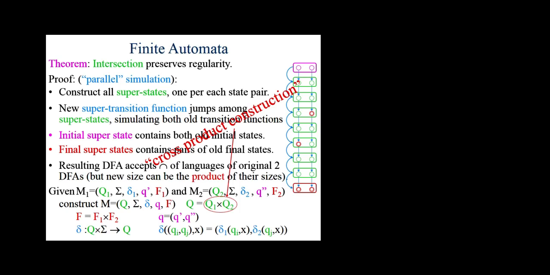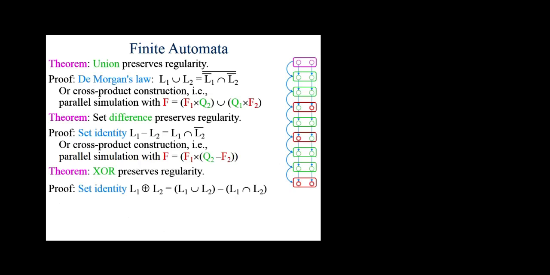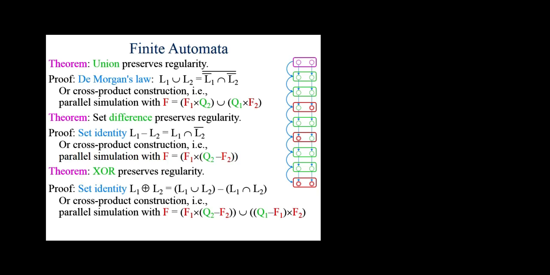And this construction simulated the pair of finite automata simultaneously, accepting the intersection of their languages, accepting if and only if both accept. So that would be the intersection. And then we showed a bunch of other theorems in rapid succession. We showed that the union of two regular languages is also regular, so the union operator preserves regularity. We did that by De Morgan's law, the set identity. And then we showed that the set difference and the XOR also preserve regularity.